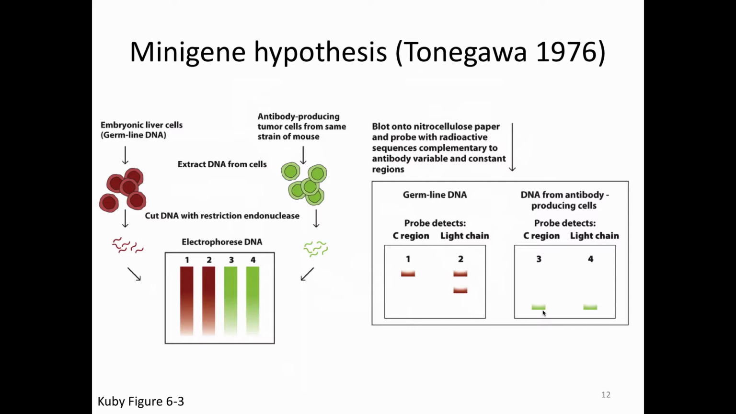Tonegawa took DNA from a non-immune cell and an antibody-producing cell, and he isolated that DNA. The DNA was too long to run on a gel, so he cut it up with restriction enzymes. You don't care about that. You care. I'm mentioning it for 2 reasons.